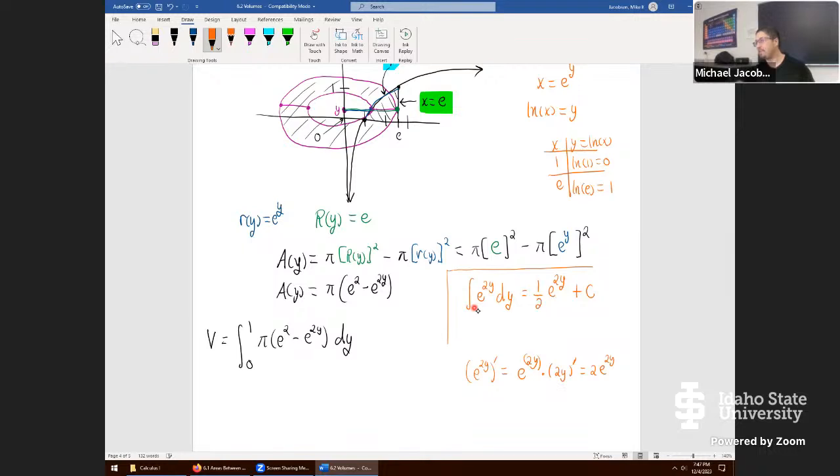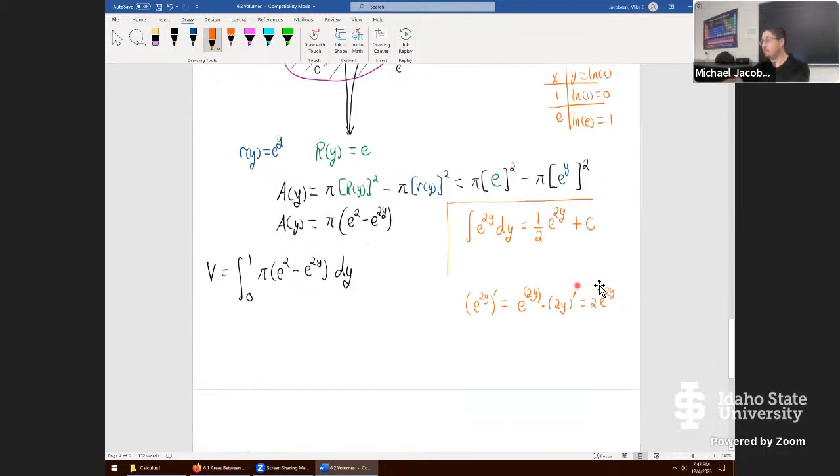So we counteract by putting in a 1/2 and suddenly that's the right answer to this one. So we're going to plug in 1/2 e to the power 2y. We'll leave off the constant because we just need any antiderivative here, the definite integral. Well, this is doing it visually. We just put down the answer.